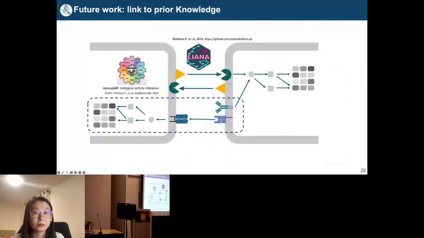In the future, this framework will work with LIANA, an all-in-one cell communication tool from our lab. It integrates existing methods and knowledge to study single-cell and spatial cell-cell communication. It will also work with decoupler, which is an example of methods to infer biological activities.